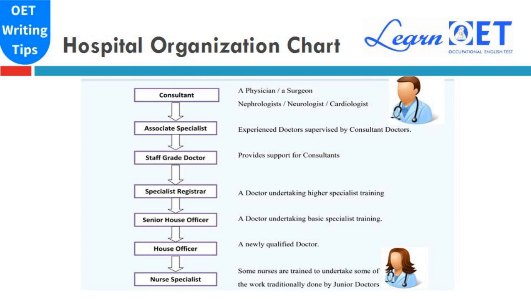Now, below the staff grade doctors come the specialist registrars. A registrar in a department, for example a registrar in an emergency department, means he's a doctor. A registrar is a doctor who is undertaking higher specialist training. So those doctors who are taking higher specialist training to become a specialist are called specialist registrars or registrars. Especially in your OET writing, they will ask you to write a letter to the registrar of the cardiology department. That means you will be writing to a doctor who is undertaking higher specialist training.